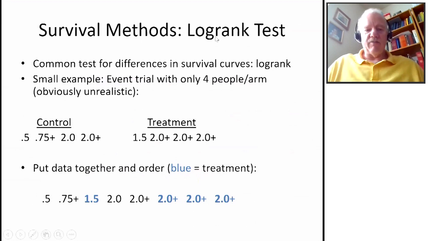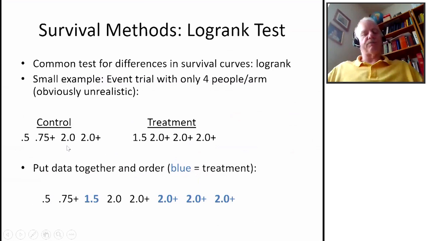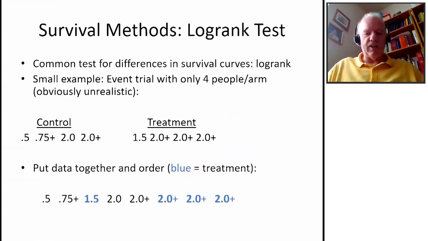So let's say we have only 4 people in the control group and 4 people in the treatment group. And it does look like treatment might be doing better because you can see that 3 out of the 4 people in the treatment group made it 2 years and were censored. They never did have the event. Only 1 person had the event, and they had it at 1.5 years. On the other hand, in the control group, 1 person had an event after only half a year. Another one had an event after 2 years. And then these other 2 people were censored observations. So there's some data that seems to suggest that maybe treatment works, but is this enough evidence?